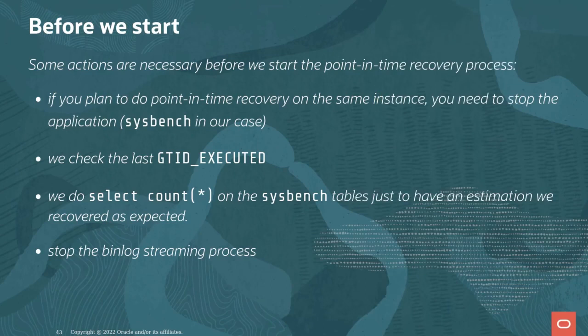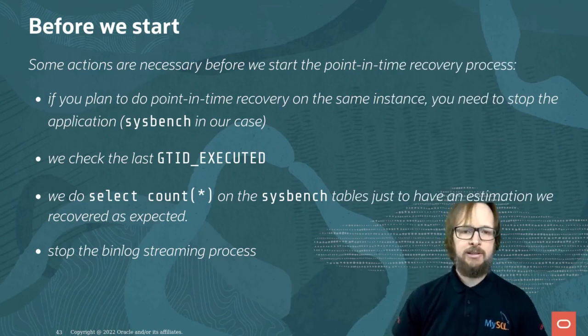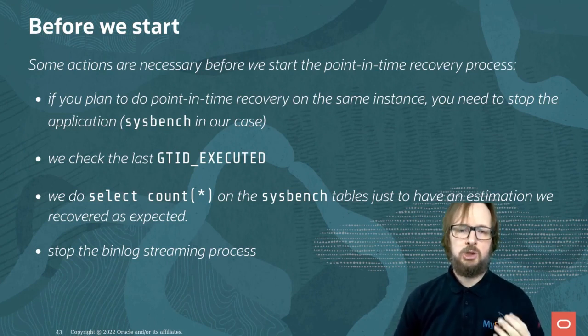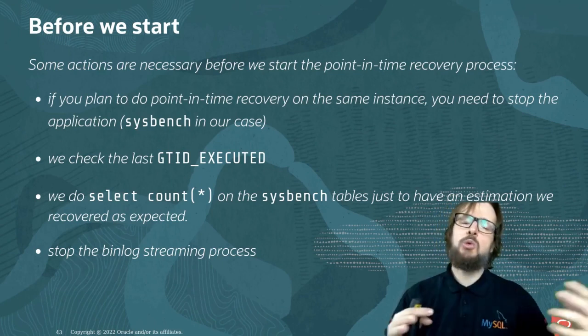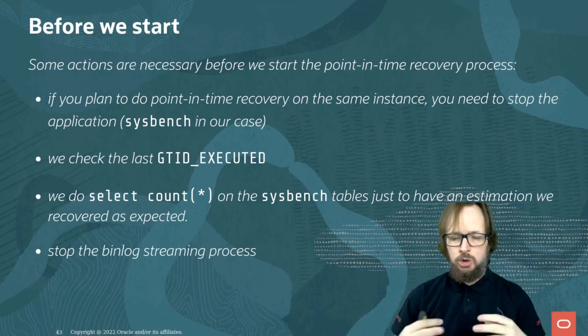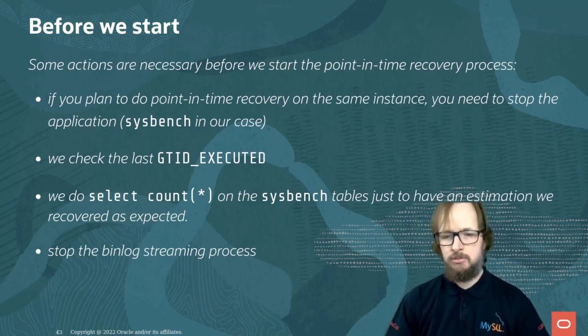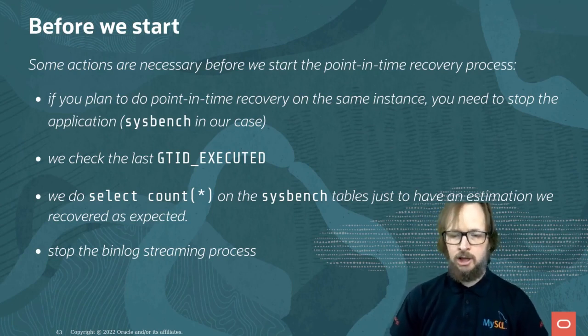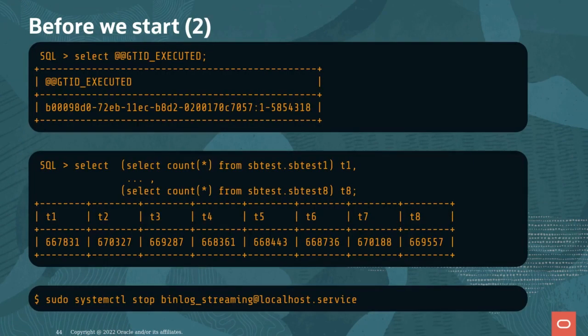So before we start, we need to have some action points that we need to do. If we plan to do point-in-time recovery on the same instance, you need to stop the application, of course. So in sysbench, in our case, we need to stop it. Then we need to check the last GTID executed. This is not necessary, but at least we have an ID up to where we need to go. And also not needed, but for us to show it works, we're going to do a select count on the sysbench table, because I was inserting a lot of data, to have an estimation if we were able to restore that much data or not. Of course, we need to stop the binlog streaming process because it is not needed at this point.